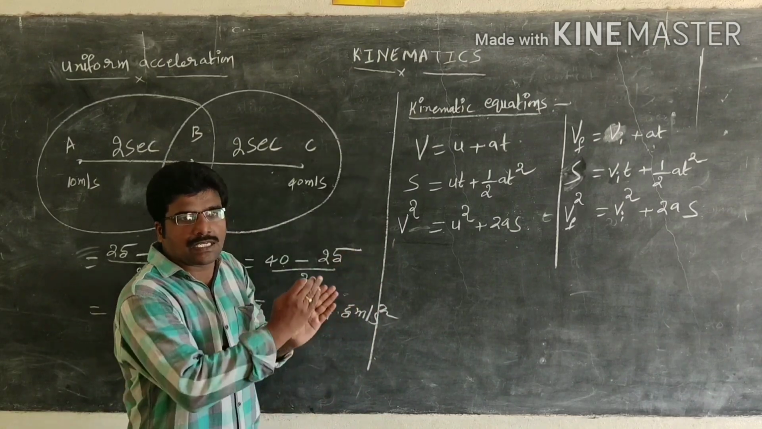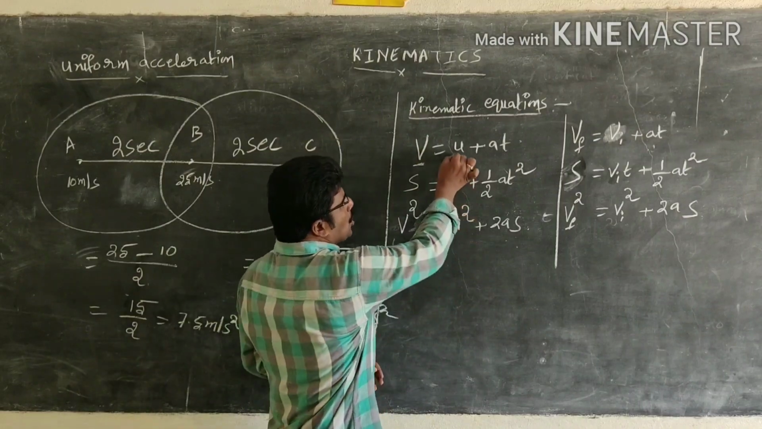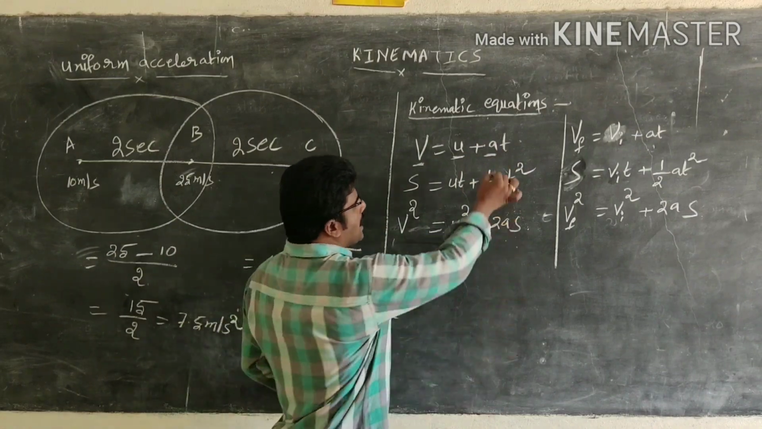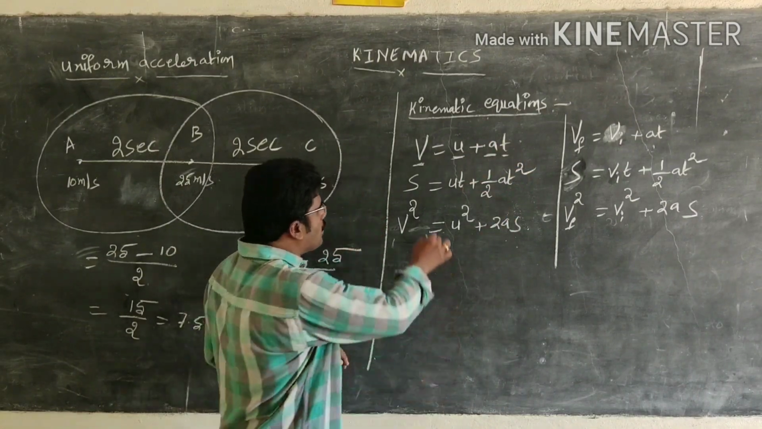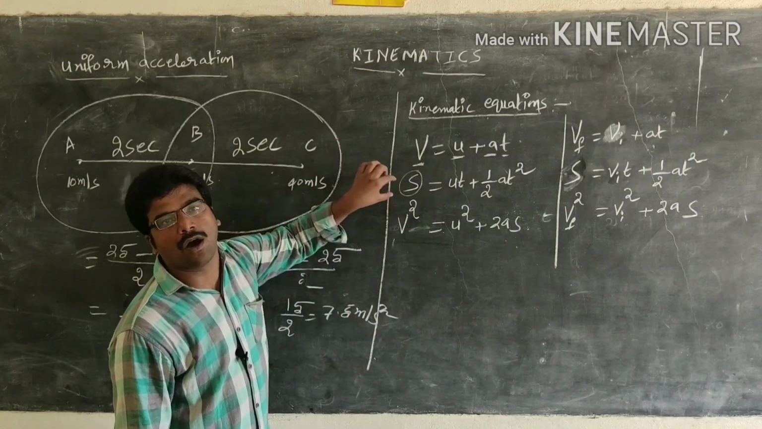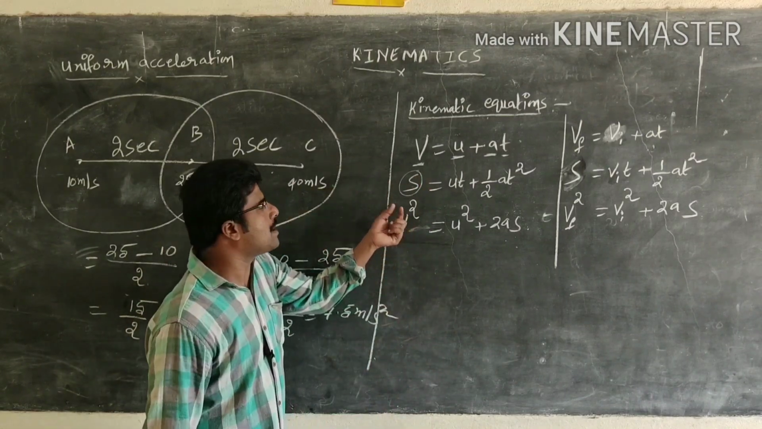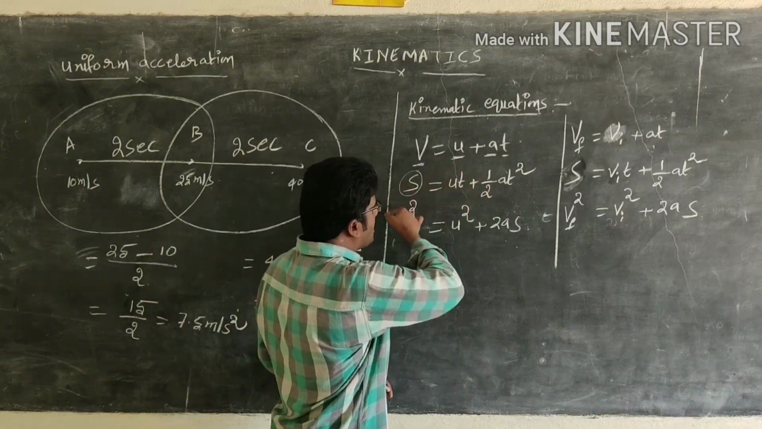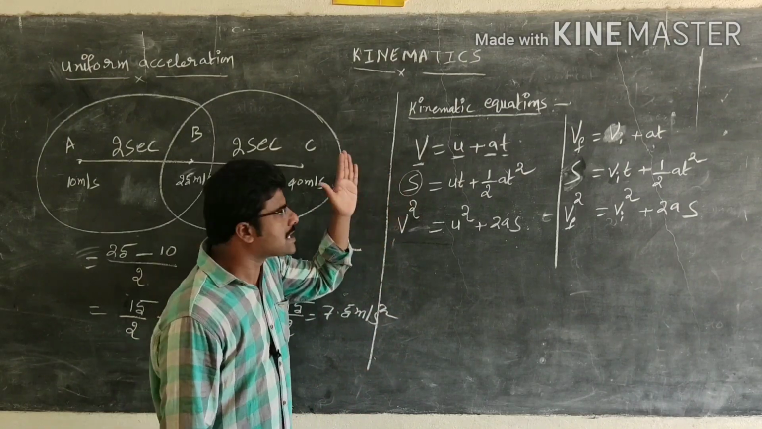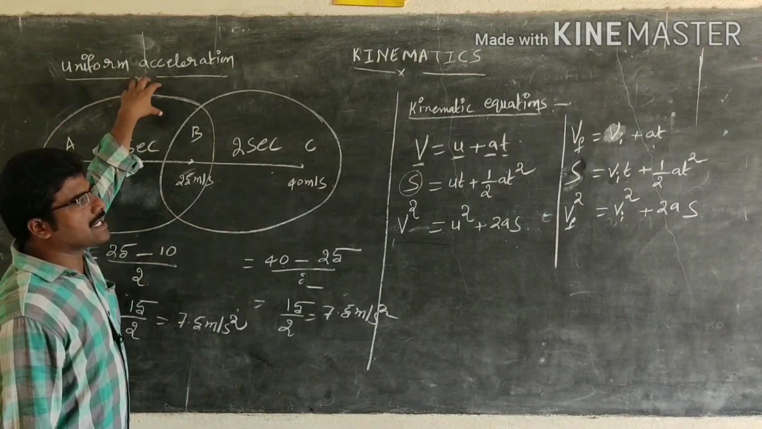Here first we want to know the terms in these equations. v represents final velocity, u represents initial velocity, a represents acceleration and t represents time. One more unknown factor will be s. Here s represents displacement or distance, not speed. So all the other terms we have already discussed. This kinematic equation is applicable only when the body is moving with uniform acceleration.